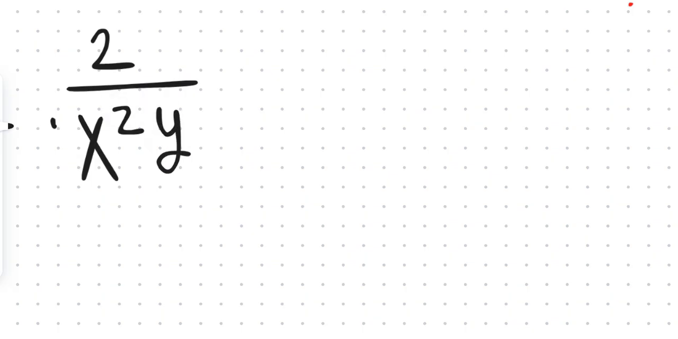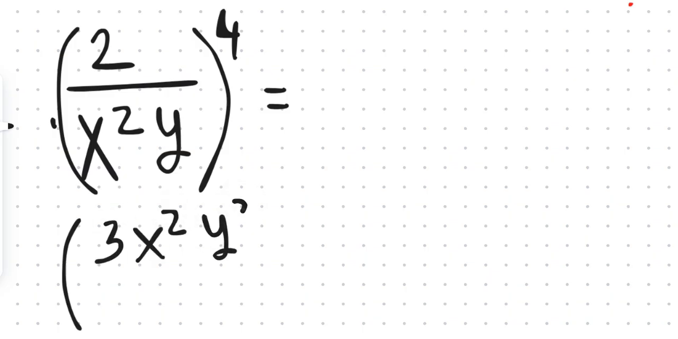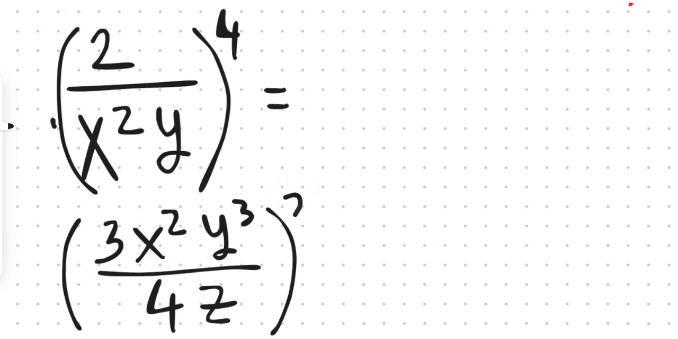So, our first question is 2 over x squared y, and then everything to the power of 4. And there is another one, 3x squared y cubed over 4z, and then everything to the power of 2.